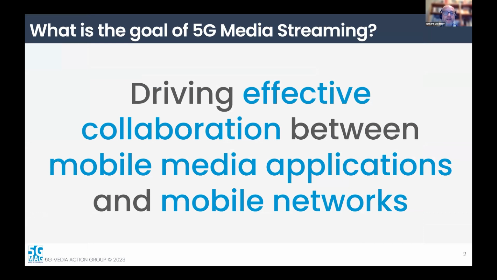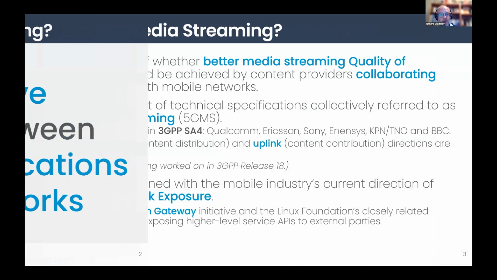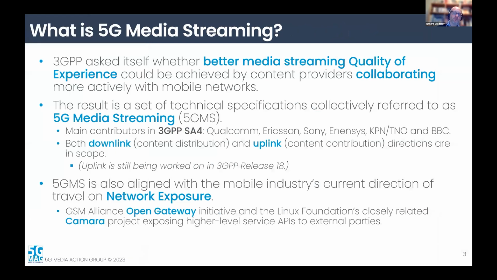What that does at a very high level is to drive a much more effective collaboration between mobile media applications and mobile networks than has been possible before. And it's all about the quality of experience, really, at the end of the day. So I guess 3GPP asked itself whether it could improve this quality of experience by getting the apps to collaborate with the networks themselves.